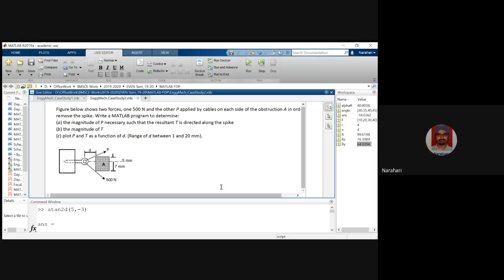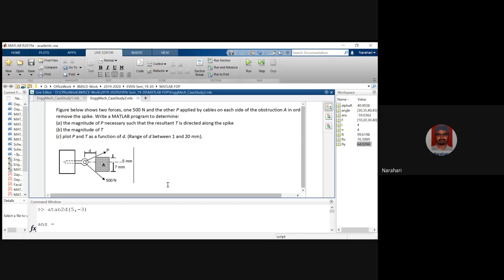I hope you are able to read the problem statement. So what do we have to do? There is a spike or a nail, whatever it is, embedded in some object, and in front of that spiked object there is some obstruction. Now you have to remove that spike from the object, and you tie two separate cables to that spike and pull it. On the bottom side, the force given is 500 Newton. On the top side we have to find out the force P, and d is the distance between the spike and the obstruction. D will range between 1 and 20, as they have given.